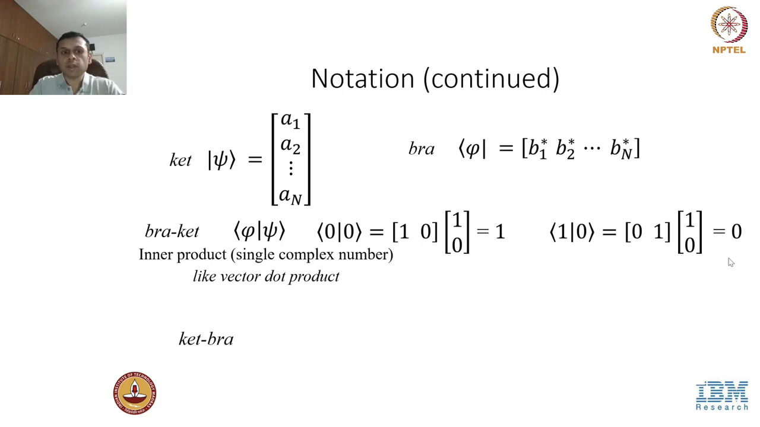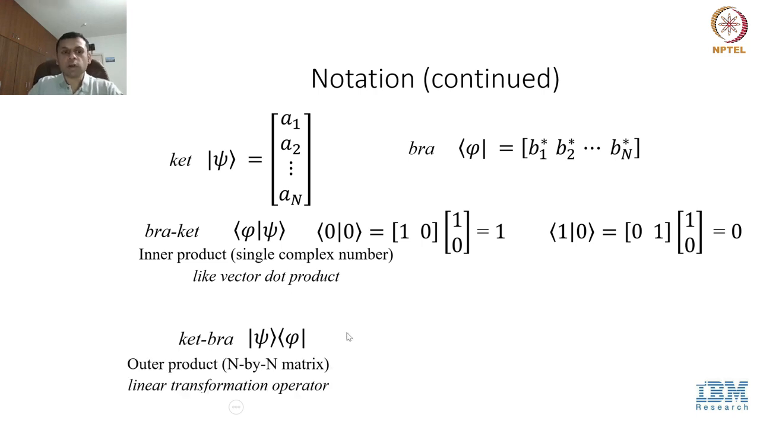Now the ket-bra is the reverse of a bra-ket, and you can see here even the notation is reversed. You just have a ket followed by a bra. What does this mean? Our bra is an operator, right? The ket-bra simply changes one operator into another, and it's called an outer product, in contrast to the bra-ket, which is an inner product. And let's just see what this produces.